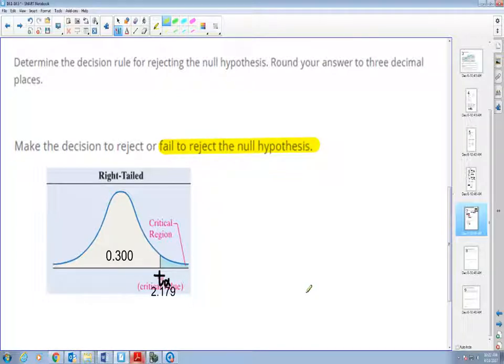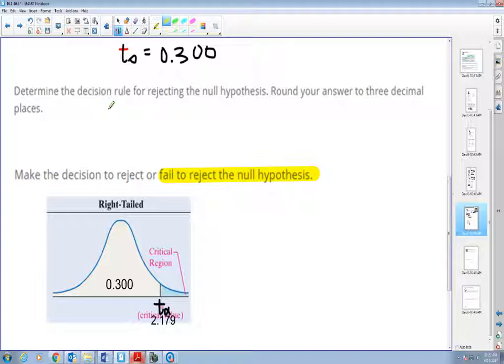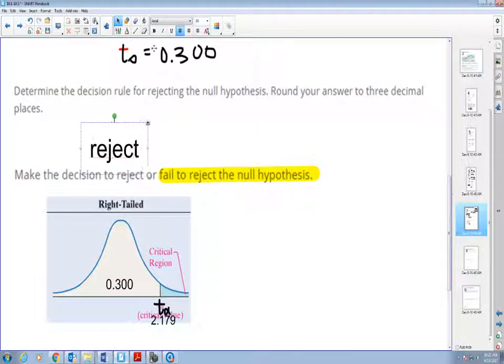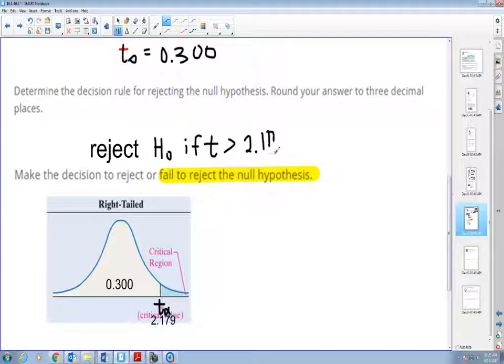Okay, since we fail to reject the null hypothesis, what was the decision rule that made me say it failed to reject? I failed to reject because my test statistic falls in the fail to reject region. 0.3 falls here because of my critical value of t. So my decision rule has got to be: I will reject my null hypothesis if my test statistic t is greater than the critical value of t, 2.179. If the test statistic is bigger than 2.179, then I will reject. That's my decision rule.